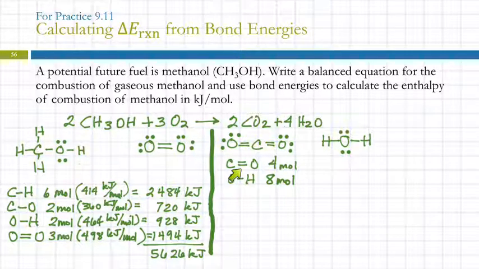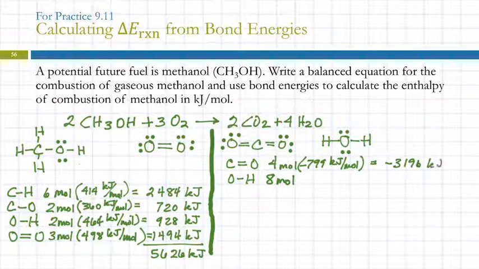So when we form a carbon-oxygen double bond, that's releasing energy, so that's negative. That's the negative of the bond energy. So 4 moles of carbon-oxygen double bonds in CO2, 799 kilojoules per mole. Negative. So 4 times negative 799, negative 3196. That many kilojoules of energy being released.